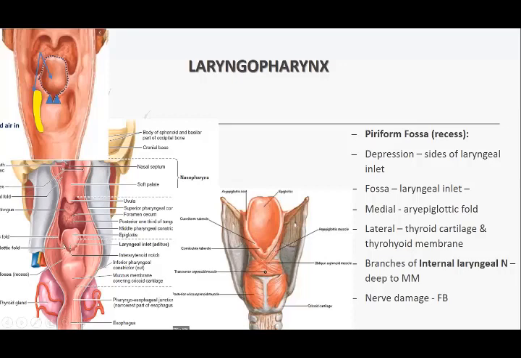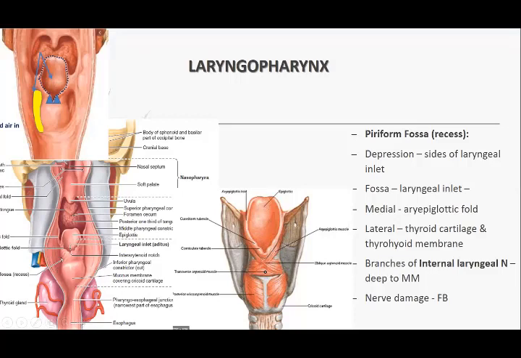This fold actually separates this inlet of the larynx from this lateral structure, which is the piriform fossa. So the piriform fossa is a depression lying on either side of the larynx. I made this yellow because it extends here. Okay, this is the lateral wall of the pharynx, the laryngopharynx.